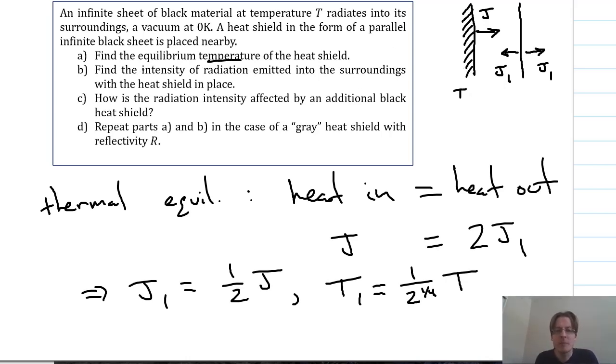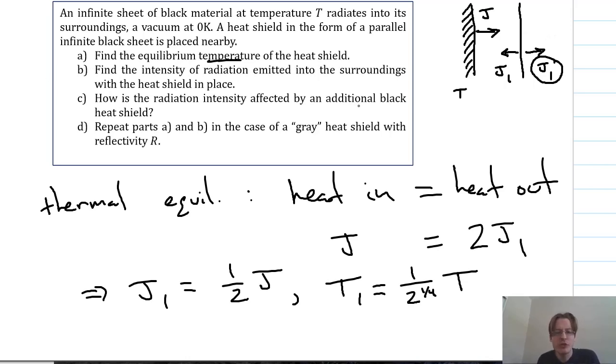Okay, let's look at the intensity of the radiation emitted into the surroundings with the heat shield in place. Well, we already have that. That's just J1. In other words, the amount of heat which comes out into the environment is now 1/2 of J. In other words, the heat shield does serve its purpose. It cuts the radiation in half. So we're done with A and B.